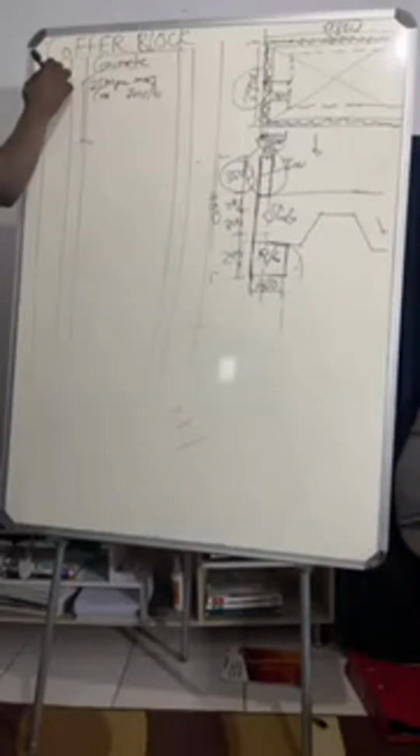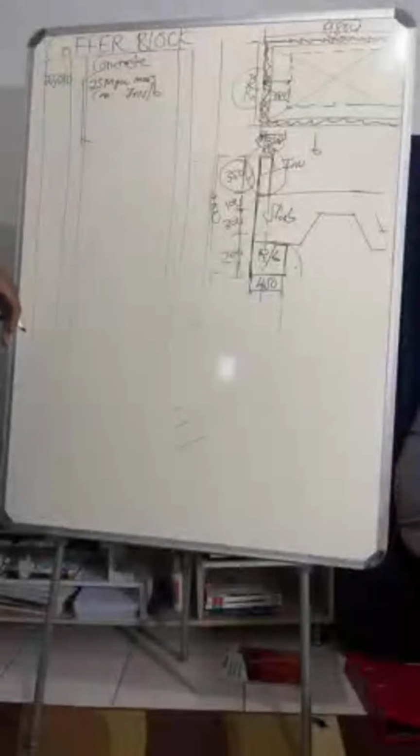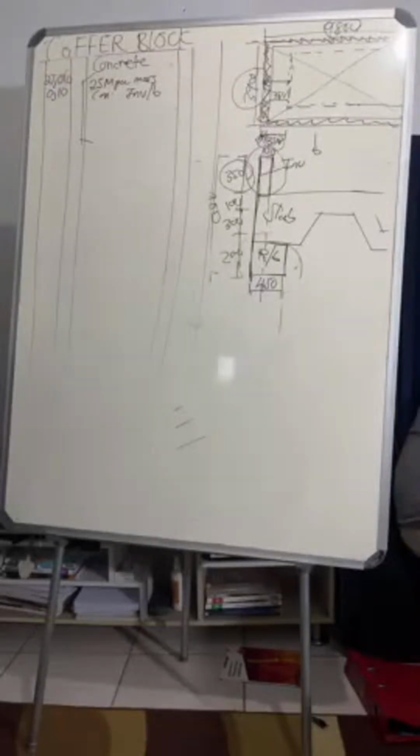It's concrete, so it's cubic meters. What is the length? The length is the center line. You're going to take the center line of the inverted beam. What was the answer? 27,000. Yes, 27,000 is the length. What is the width? The width is the thickness. What is the width of the inverted beam? 100. Thank you. What is the height of the inverted beam? 350.